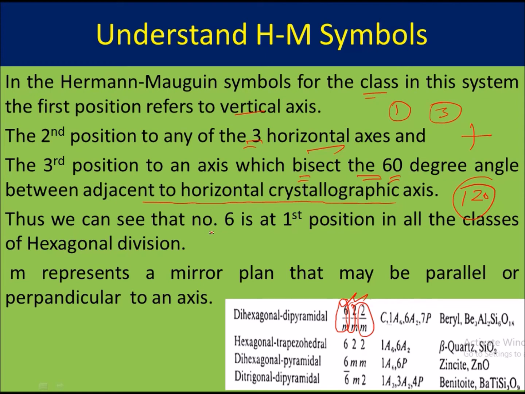Now you can see the 6 in the first position for all the classes in this crystal system. So it represents the axis of sixfold symmetry, that is the vertical axis, and m represents the mirror plane, that may be parallel or perpendicular to an axis. Okay, so you have to keep in mind these very important parameters: the axis of symmetry and its fold, how many fold, and then the mirror plane, that may be parallel or perpendicular to the axis.